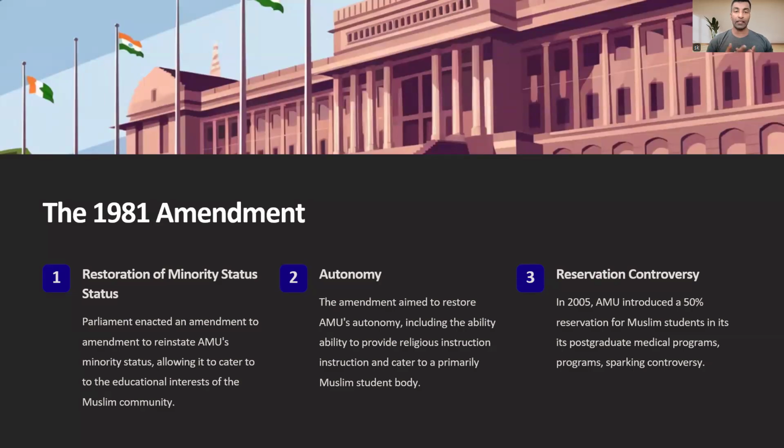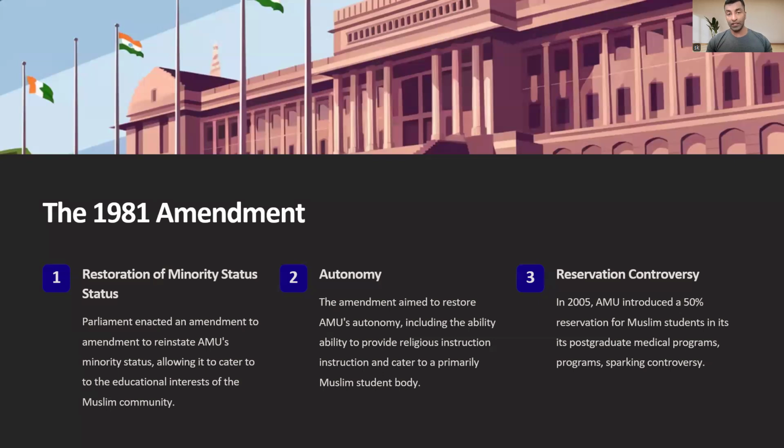Following this controversy and the reactions of the community, Parliament enacted an amendment in 1981 to restore the minority status to Aligarh Muslim University. This step reinstated AMU's status as a minority institution and allowed it to cater specifically to the educational interests of the Muslim community. If you look at the key provision of this amendment, the 1981 amendment sought to reinstate the autonomy of Aligarh Muslim University, including its ability to provide religious instruction and also to cater to a primarily Muslim student community.